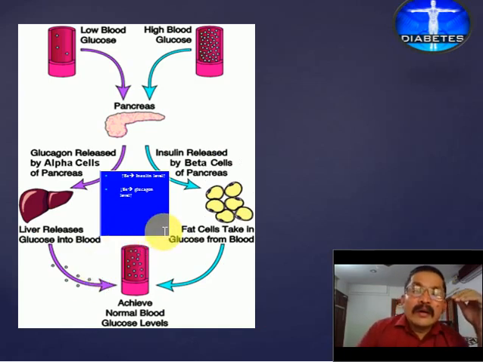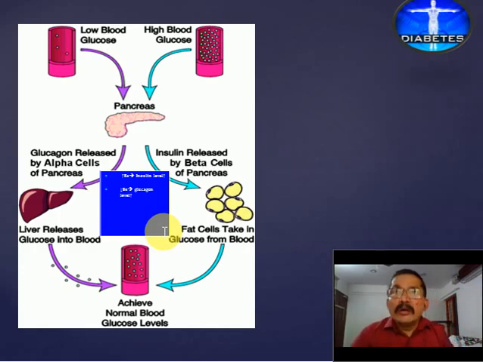So, whenever our blood glucose level is high, automatically the beta cells will secrete an increased amount of insulin and thereby keep the blood glucose level at a normal level. And at the same time, if the blood glucose level is low, say in hypoglycemia, the secretion of insulin will be very low.